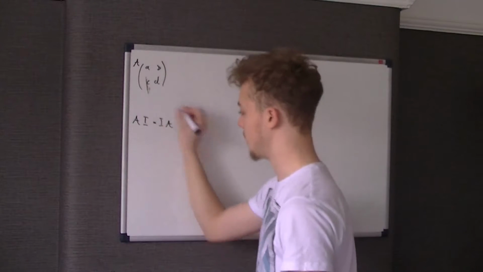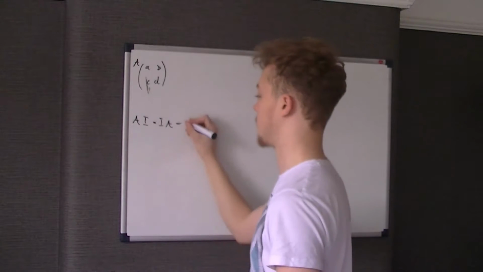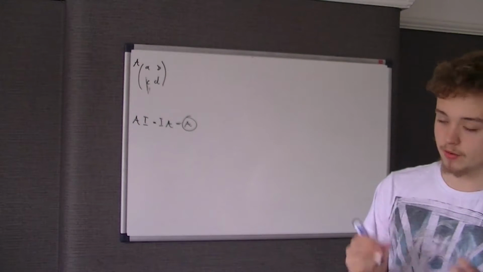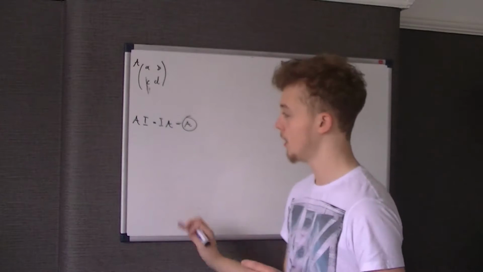So that's kind of a weird situation, and also when you multiply them together it's the same as the original matrix. It's the same as matrix A, so that's why, as I said, it's a factor of 1, and that kind of helps you to remember it.